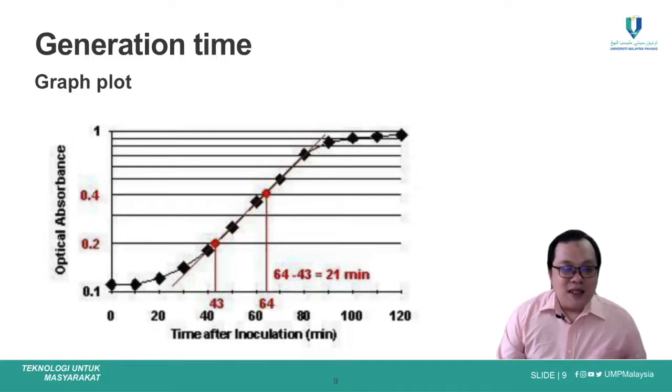So that means this bacteria requires 21 minutes for one generation of binary fission. At 0 minutes, there is only one bacterial cell, and after 21 minutes, there will be 2 bacterial cells, and after 42 minutes, there are going to be 4 bacterial cells, and it's going to increase exponentially.